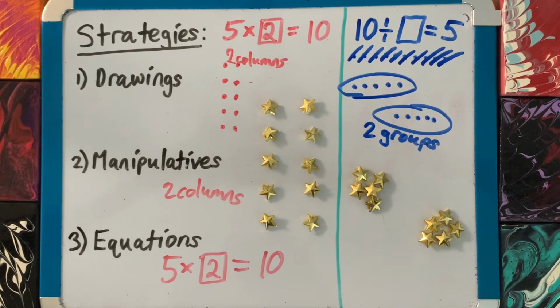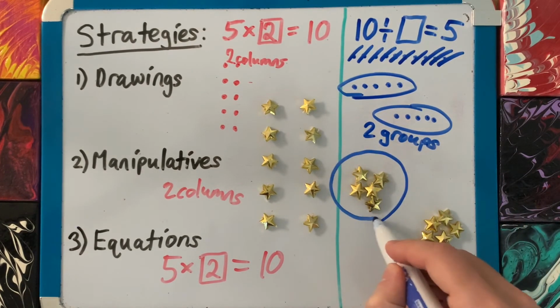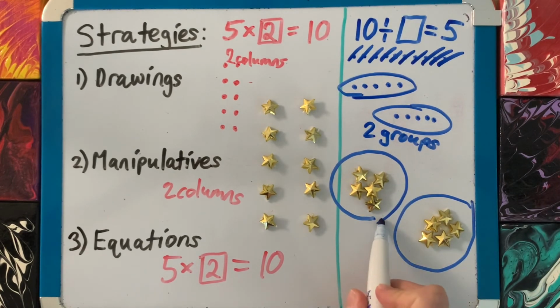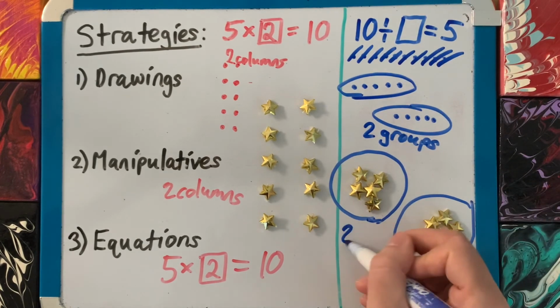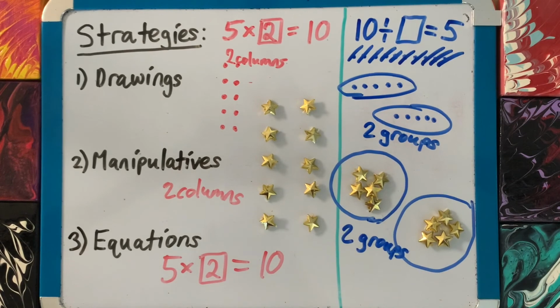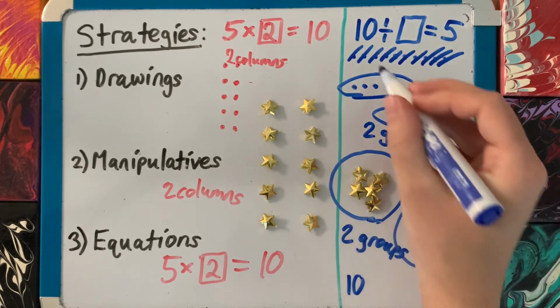So how many groups do we have? If you said 2 groups, you are correct. We have our first group of 5 stars here and our second group of 5 stars here. So we have 2 groups total, 1, 2. So I'm going to write 2 groups. Okay, now for our last strategy of equations, I'm going to rewrite the problem, which was right here.